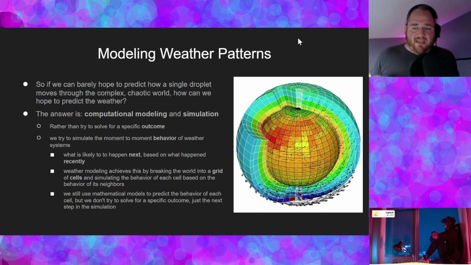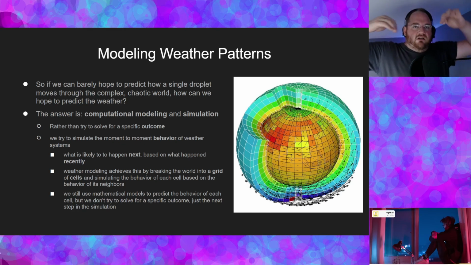And you're trying to simulate the behavior of each cell based on its current history. So, what are its properties? Is it high temperature, low temperature? How's the barometric pressure? But also those of its neighbors. How's the barometric pressure a mile away?